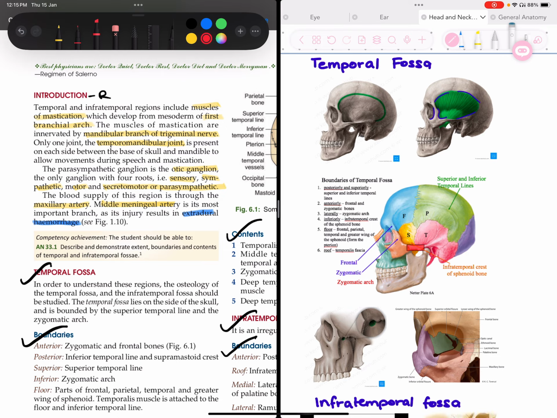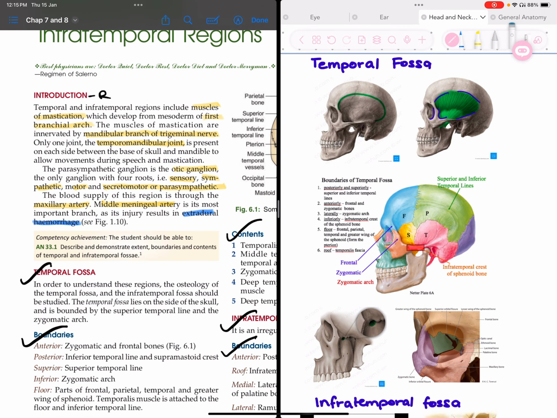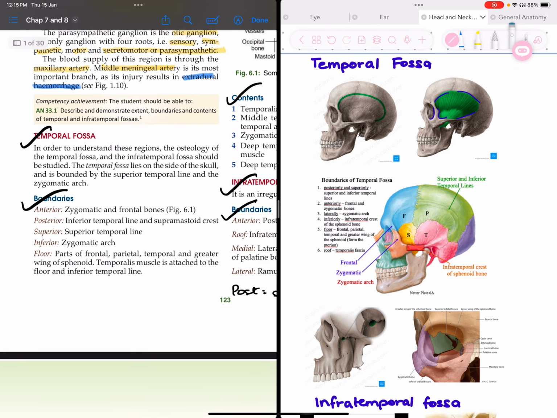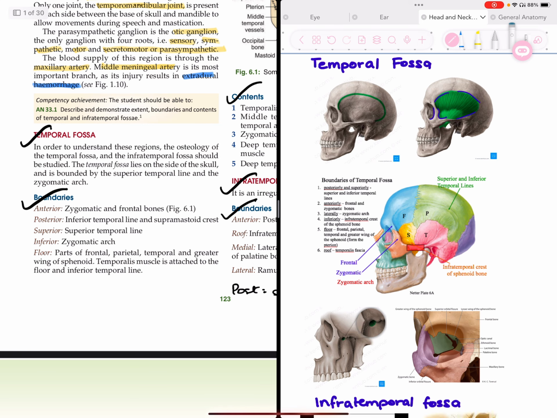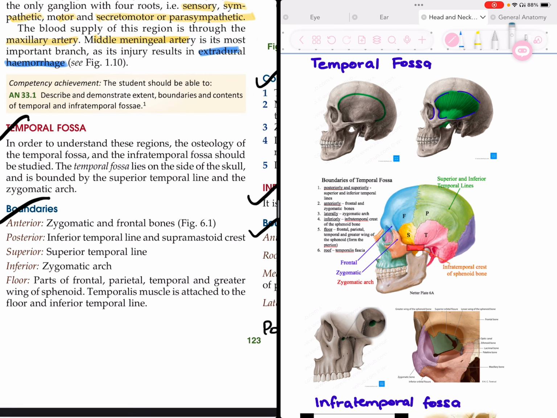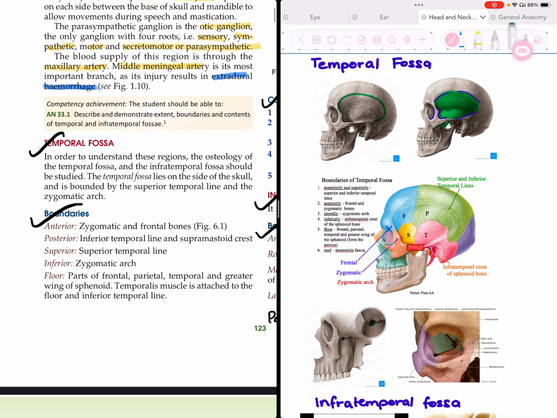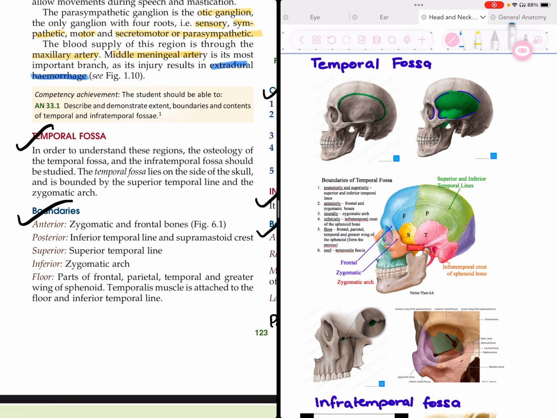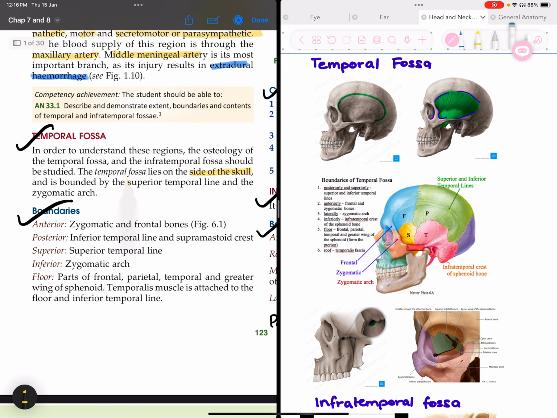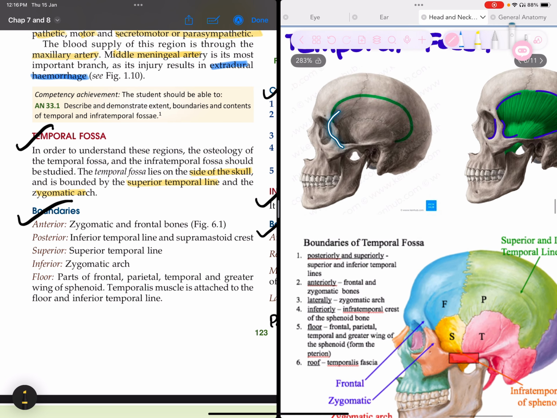Good. Now moving forward, in order to understand these regions, the osteology of the temporal fossa and infratemporal fossa should be studied. The temporal fossa lies on the side of the skull and is bounded by a superior temporal line and the zygomatic arch. Now let's look at the temporal fossa. Here you can see this entire region here. This is temporal fossa, right?